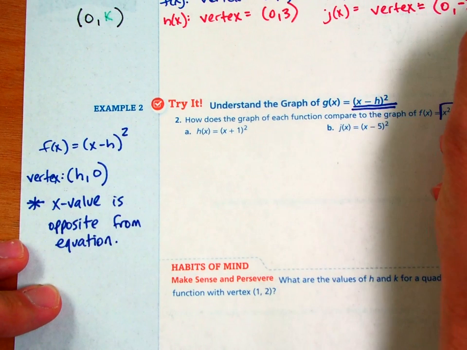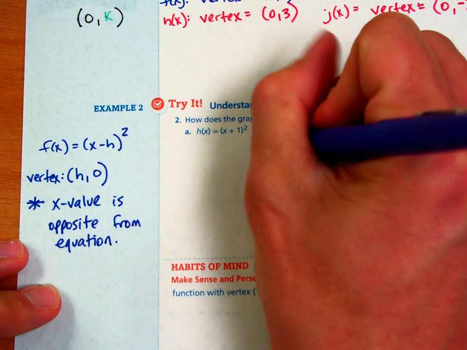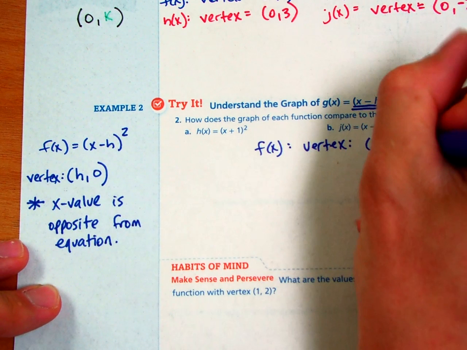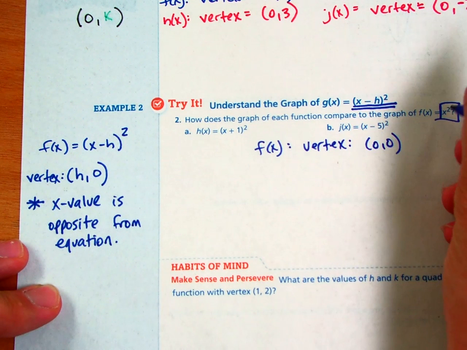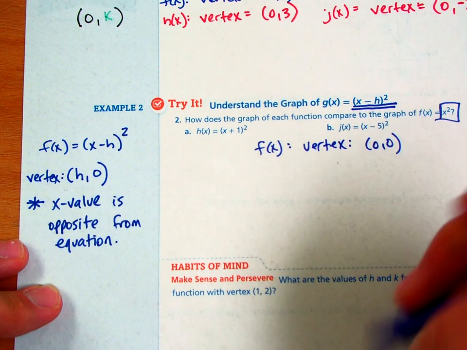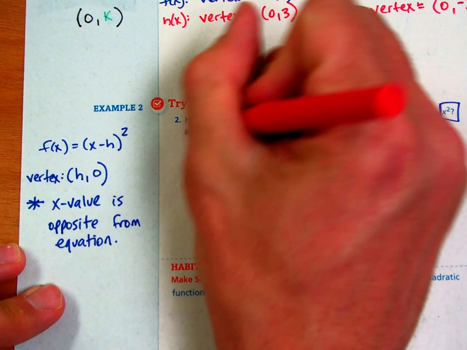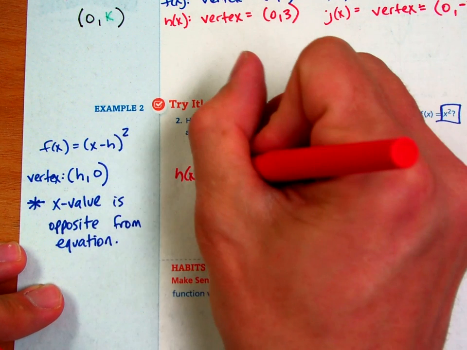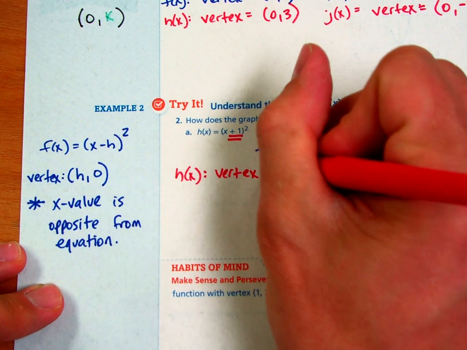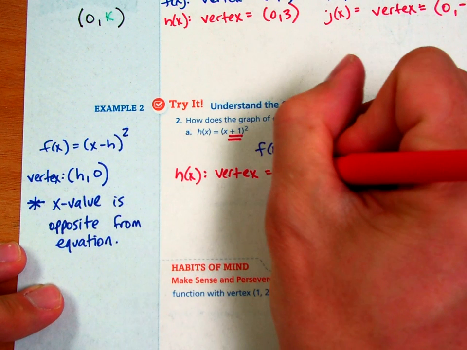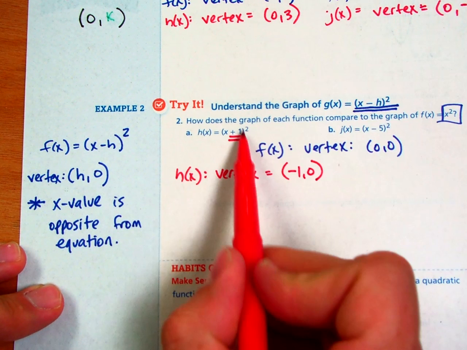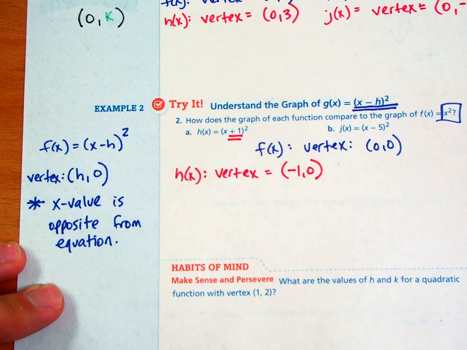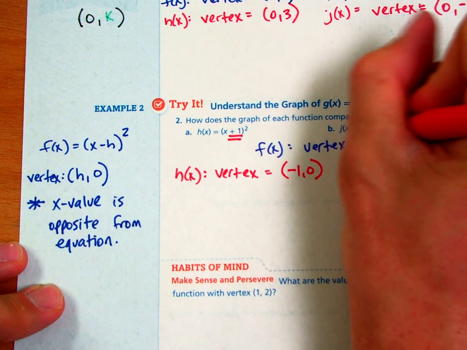So for both of these, f of x, the vertex is 0, 0. There's nothing added to the x squared, and there's nothing added to the x in the parentheses, so the vertex is 0, 0. But here, for h of x, where there's plus 1, the vertex is negative 1, 0. So inside the parentheses, that affects the x value. It's a negative 1, and the y value didn't change.